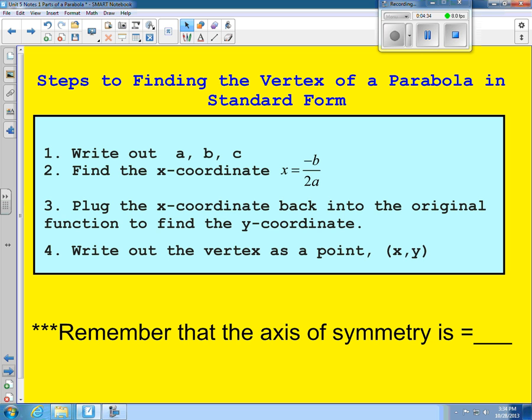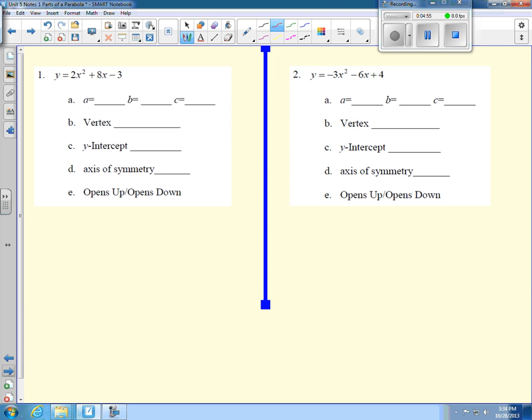Look back on the front side. It says the axis of symmetry has the same value as the x-coordinate. Well, we just stated here that our x-coordinate is equal to opposite b over 2a, so our axis of symmetry is also equal to opposite b over 2a. Let's see how this plays into some problems.